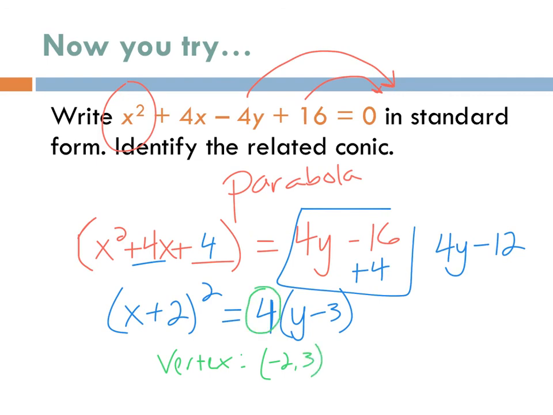Remember that coefficient in front tells you what the focal length is. So the focal length here ends up being 1, and that's going to be the distance from the vertex to the focus point, as well as the distance from the vertex to the directrix line. Since it's x squared, and since it's a positive focal length, then it's definitely going to be a parabola that's pointed upwards. And so we can get a good idea of what this graph looks like just from that standard form.